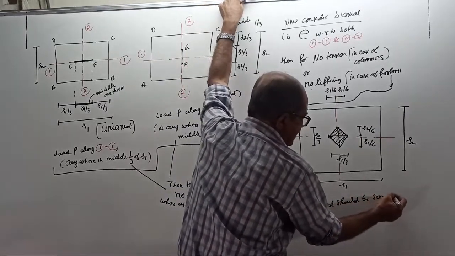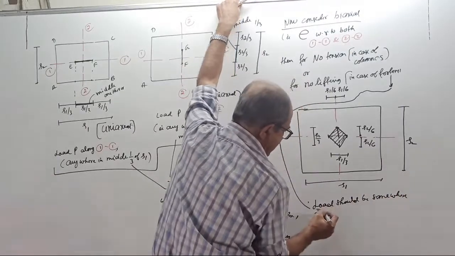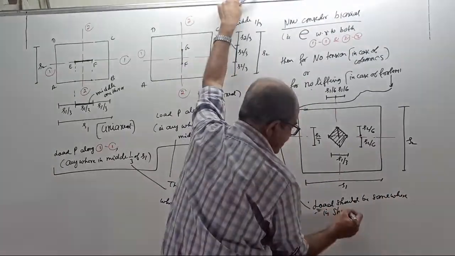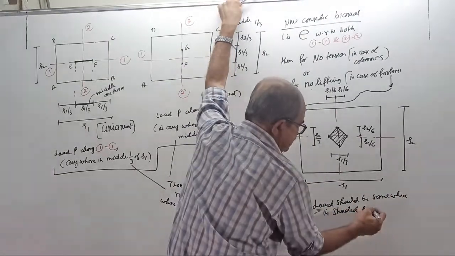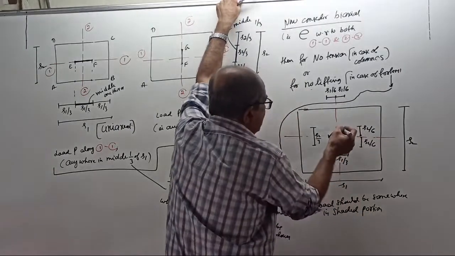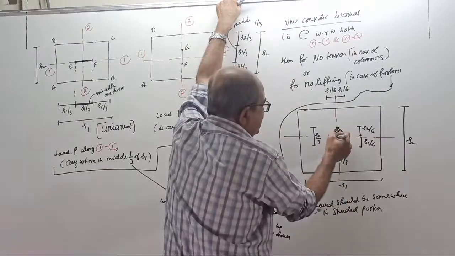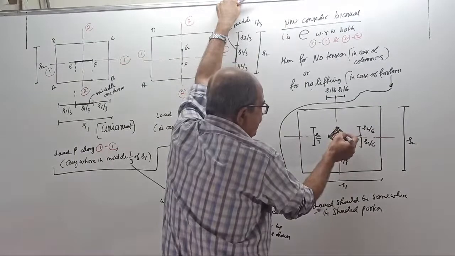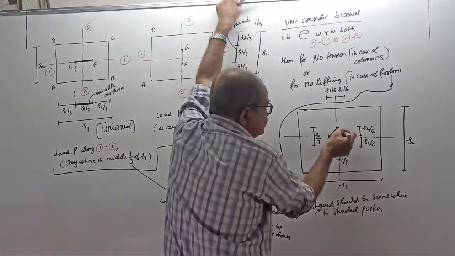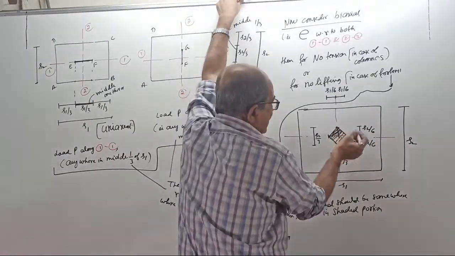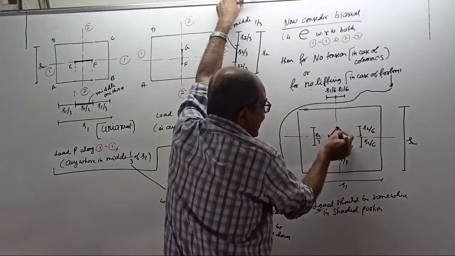somewhere in the shaded portion. Clear? If the load is somewhere in the shaded portion, if it is here, okay. Here also, okay. Here it is uniaxial. Somewhere here means biaxial.